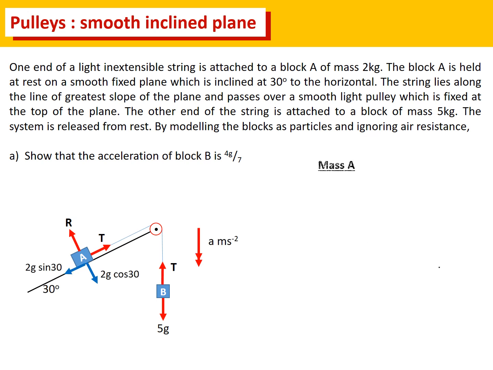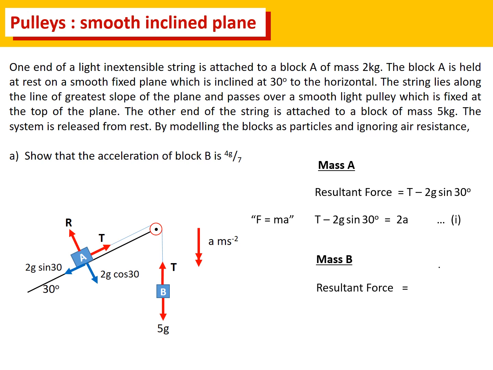So let's put our equations together for mass A. The resultant force, remember it's being pulled up the incline, is T minus 2g sine 30. Applying Newton's second law, that equals 2 times a. So force equals mass times acceleration. For mass B, the resultant force, that's being pulled down, so it's 5g downwards minus T upwards. And that, when we apply Newton's second law, equals 5 times acceleration. So those are our two equations.